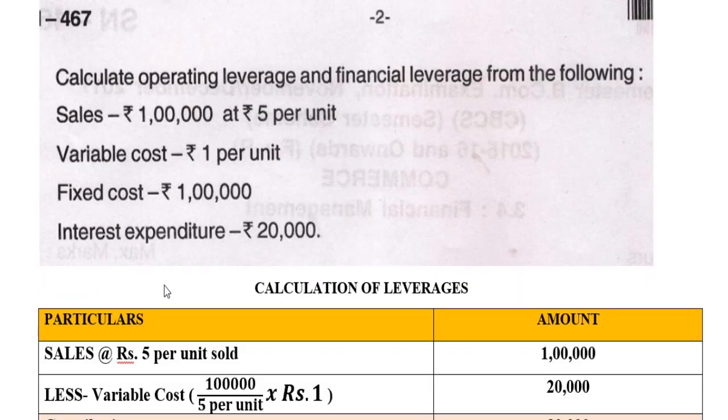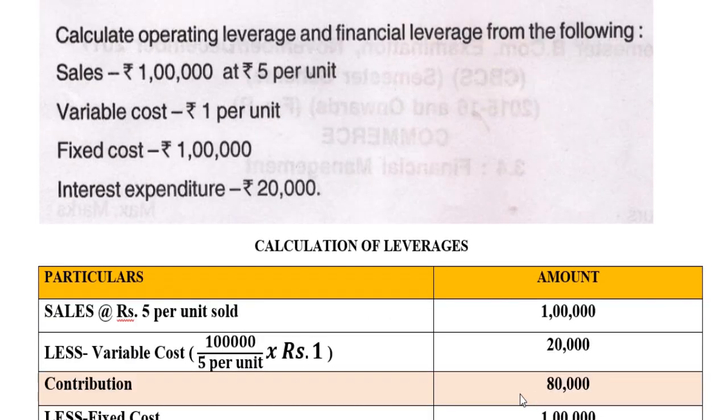A very simple problem. The sales is 1 lakh, and less variable cost. The sales value of 1 lakh rupees is divided by 5 rupees per unit, into 1 variable cost per unit. Why are we doing it this way here? Because they have not given the number of units. Therefore, we have calculated it here. So 1 lakh divided by 5 rupees, you will get 20,000 units. 20,000 units into 1, you will get 20,000.